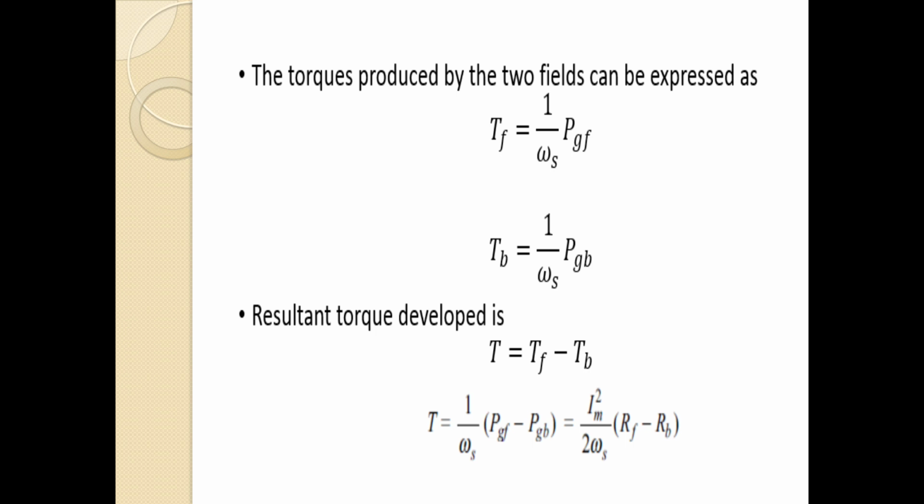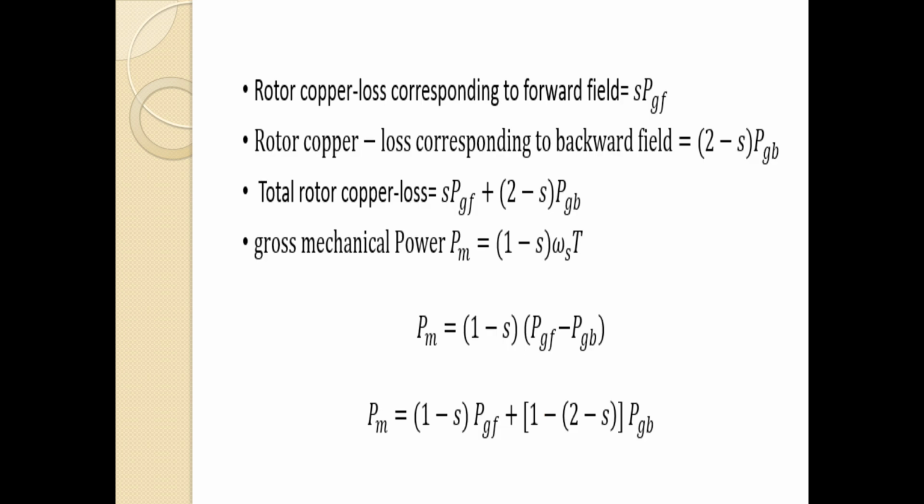So T is equal to 1 divided by omega s, which is common, and the remaining term is PGF minus PGB, that is, Im square divided by 2 omega s, and this value is substituted on the omega values, then Rf minus Rb. Rotor copper loss corresponding to the forward field is s PGF, and rotor loss corresponding to the backward field is 2 minus s times PGB.